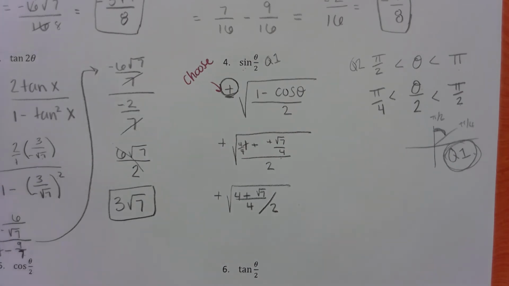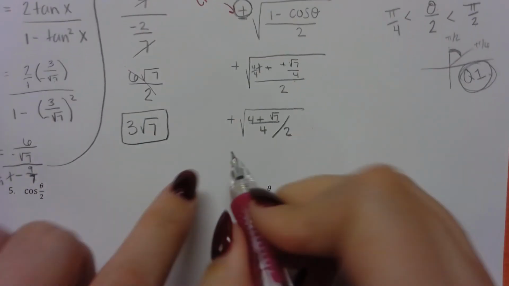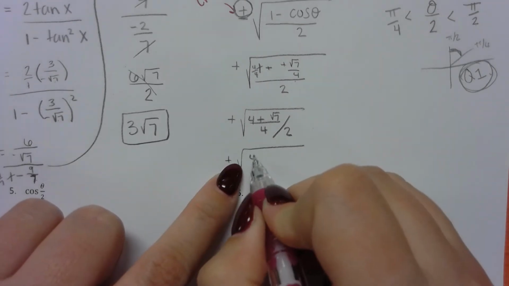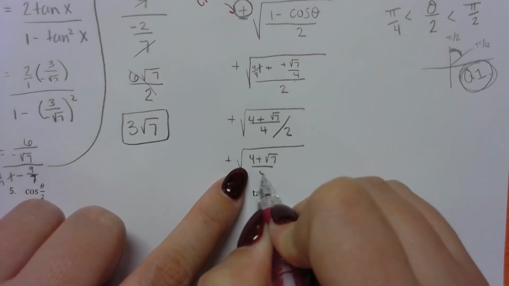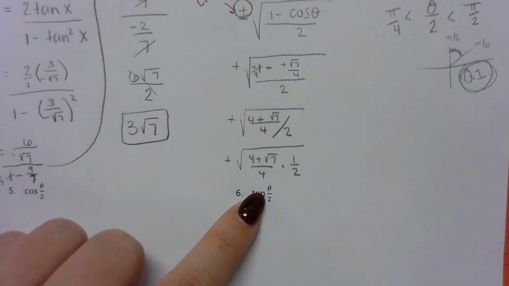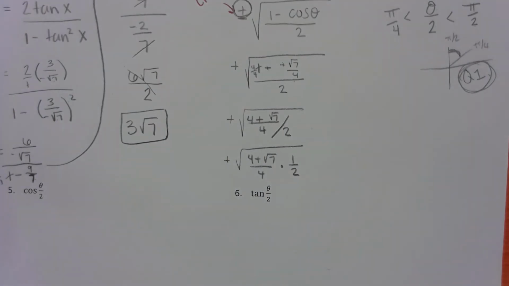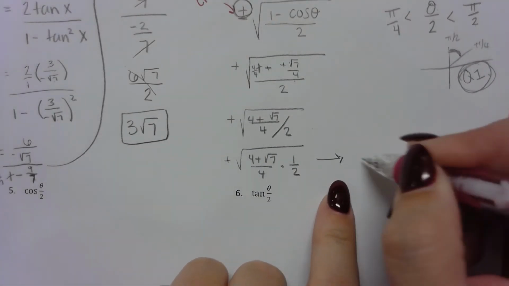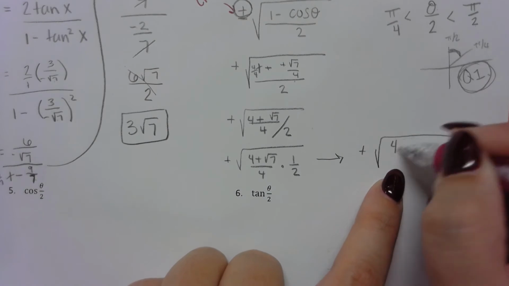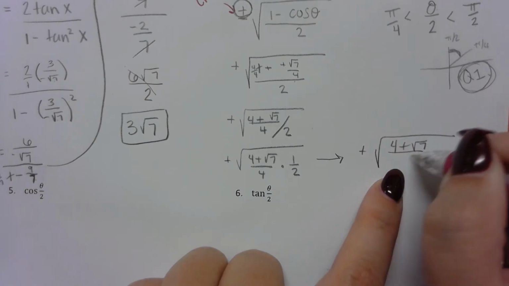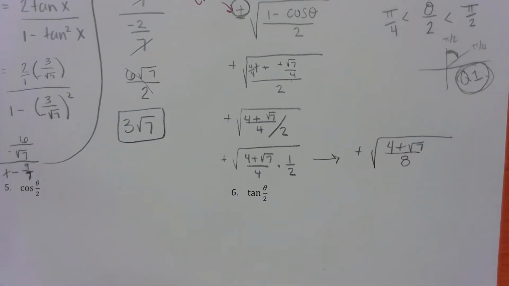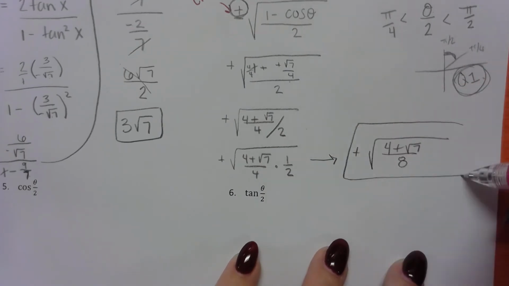Well, if we're dividing by 2, remember that really just means we're multiplying by a half. So that gives us 4 plus root 7 all over 4 times 1/2, which gives us 4 plus root 7 over 8. And we're going to leave our answer just like that.